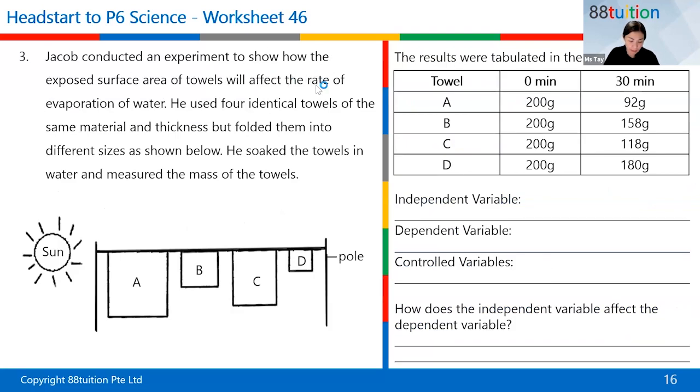Jacob conducted an experiment to show how the exposed surface area... Now, what is this topic about? Before I go on. Water cycle. Yes, very good. Okay, that is the water cycle. What else can you say other than the water cycle? Heat. Heat, okay, because it involves some form of heat. Because the water took in heat, and then it starts to evaporate. Yes, I have you writing evaporation.